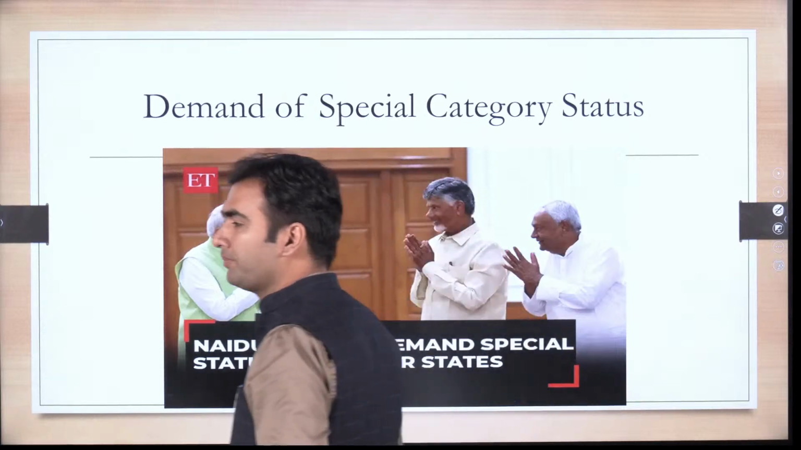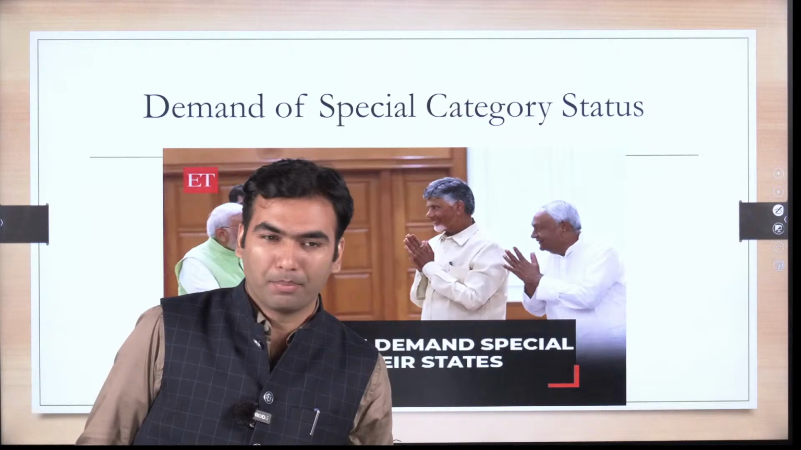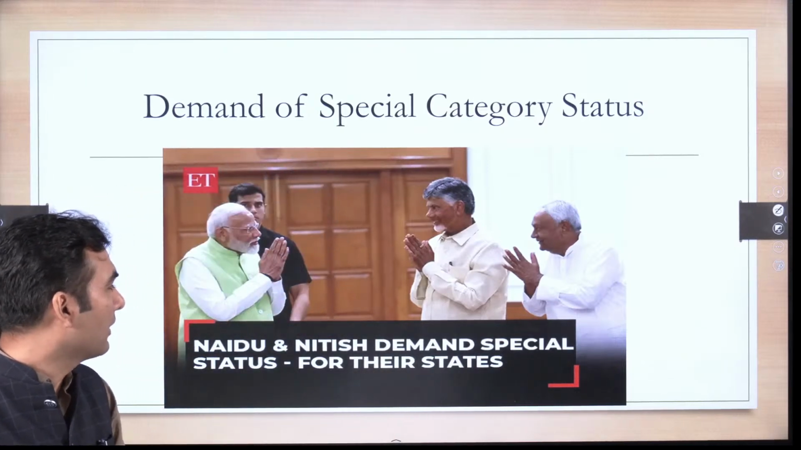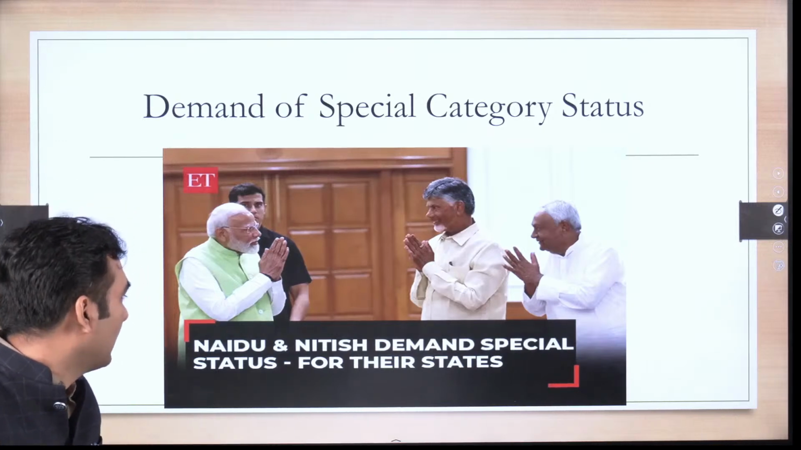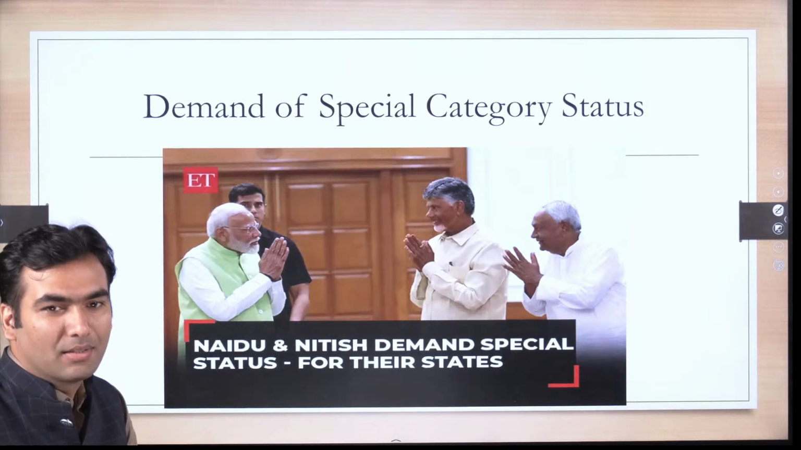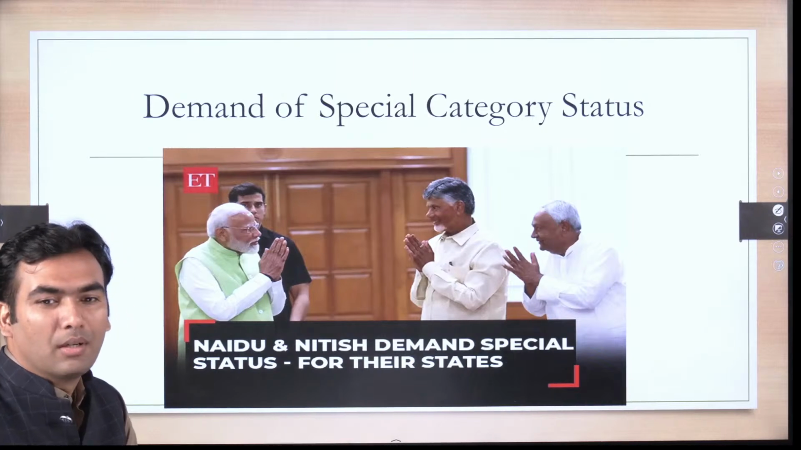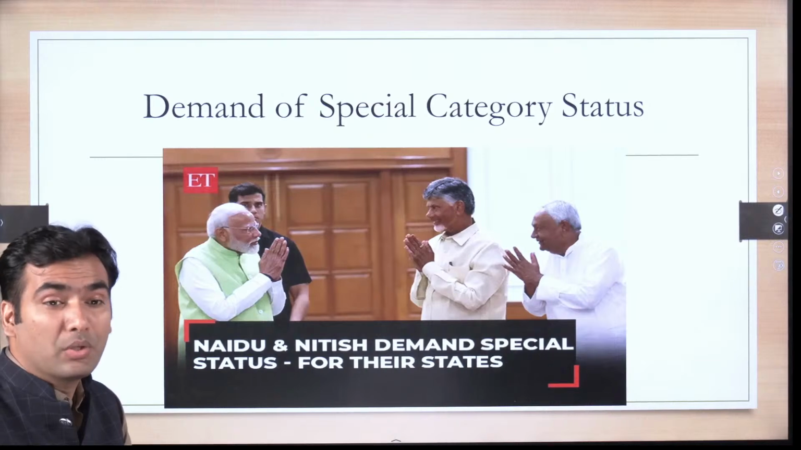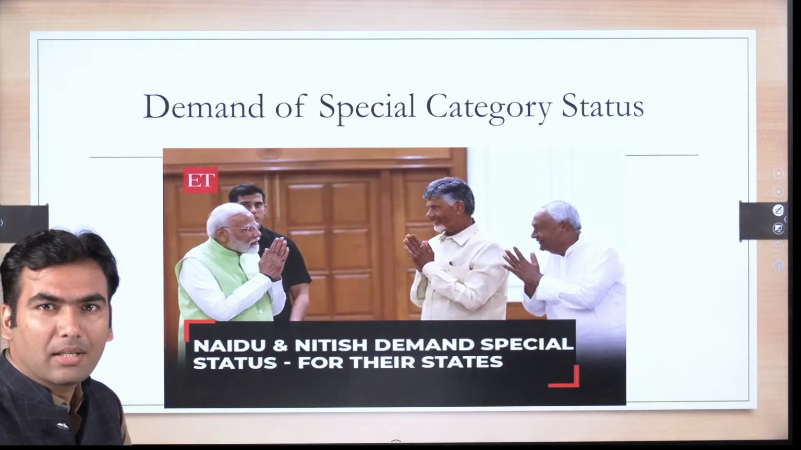So both these governments, one is the chief minister of Bihar, another is the chief minister of Andhra Pradesh. They want that their state should get a special category status. Who will give this special category status? The Prime Minister Narendra Modi. Now, the first thing first, the jury is divided on whether they should get the special category status or not.